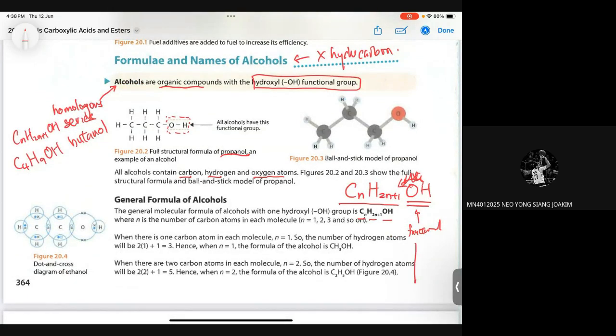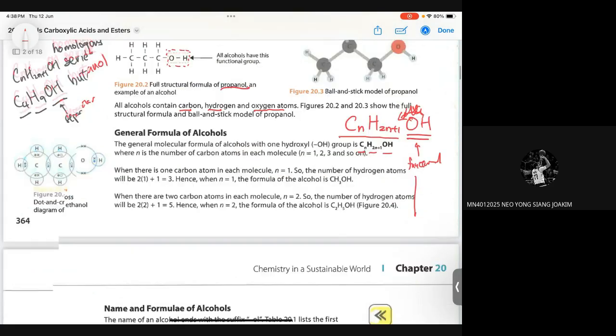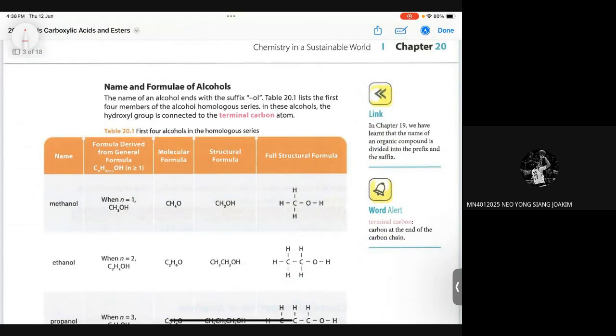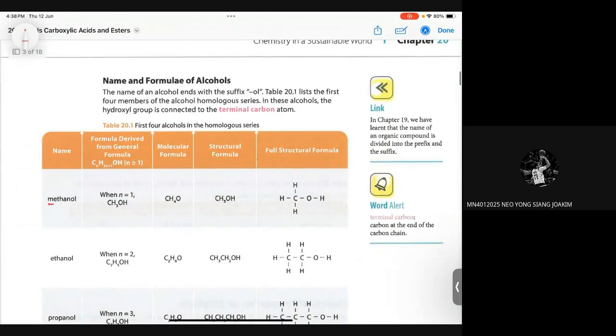These are just some additional worked examples of the alcohol itself. Look at the way how it's written: C4H9OH, the functional group is separate. Now, names and formulae of the alcohols. You can see here methanol, a 1 carbon alcohol. This is when n equals 1, then you get this formula. The structural formula will be this. This is the full structural formula.